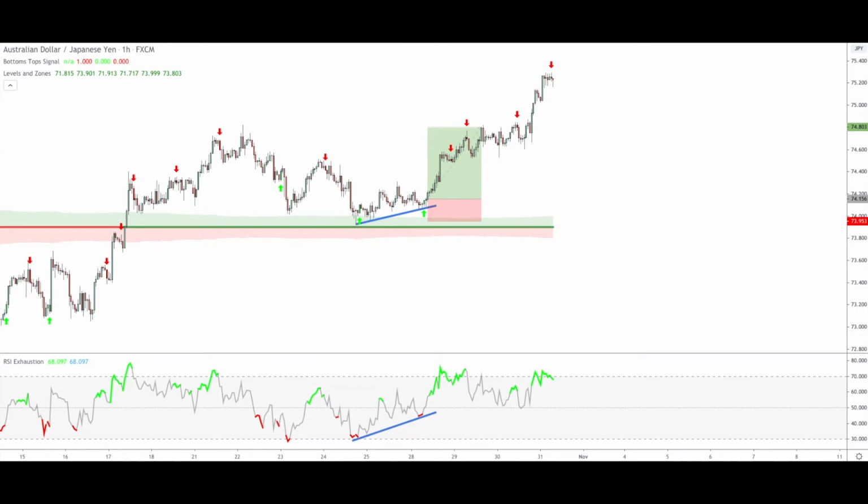Today I'm still on the Australian dollar Japanese yen. We've recently engaged in another trade and we are still using three indicators: the bottom stop signal, the levels and zones, and the RSI Exhaustion. Just the same indicators that we used for the trade we had a few days ago.